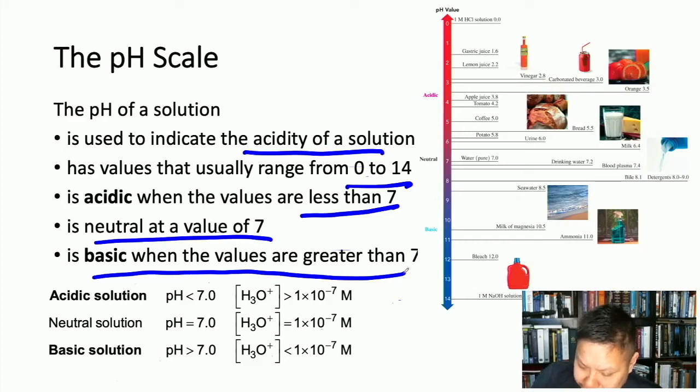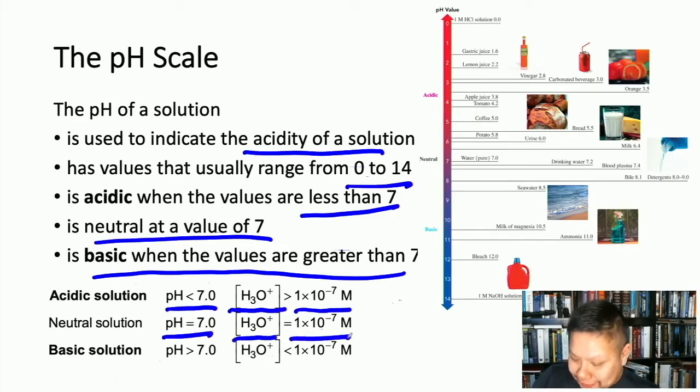So in an acidic solution, where the pH is less than 7, what does that really mean? That means that the hydronium ion concentration is greater than 1 times 10 to the negative 7. In a neutral solution where pH equals 7, the hydronium ion concentration is equal to 1 times 10 to the negative 7 molar. And then in a basic solution where the pH is greater than 7, the hydronium ion concentration is less than 1 times 10 to the negative 7, right?